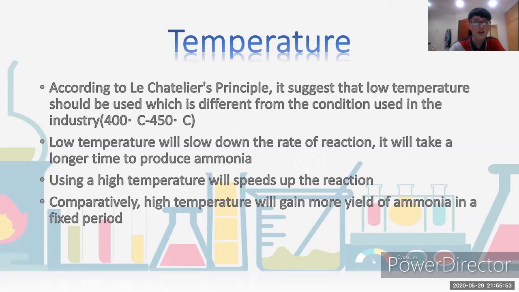On the other hand, if high temperature is used, it can speed up the reaction, and it will take a much shorter time to produce ammonia. Although the ammonia produced will be lower in percentage yield, comparatively, it can get more yield of ammonia in a fixed period using high temperature compared to low temperature. Thus, high temperature is preferred by the industry rather than low temperature.